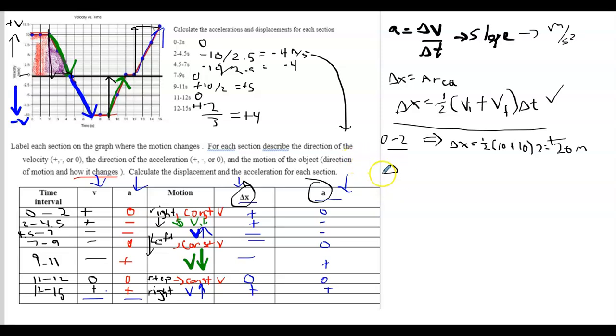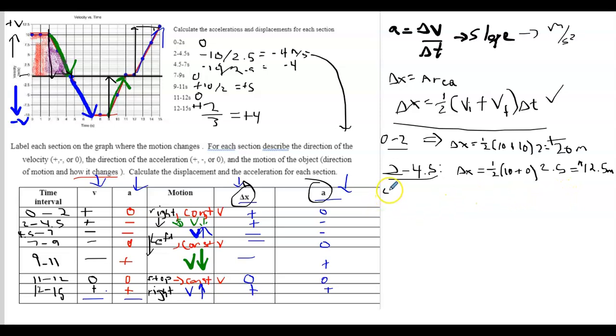From 2 to 4.5 is the next one. And again, delta x equals, you just have to read the values, 1/2. The initial velocity at 2 seconds is 10. The final velocity at 4.5 is 0. And this is 2.5 seconds. So when you multiply half times 2.5, you get 1.25, and then you multiply by 10, that's going to get you 12.5. Again, use your calculator. There's no reason to try to do this in your head. I'm just sitting here talking through it. I've already worked out all my answers on my paper, so that's where I got 12.5.